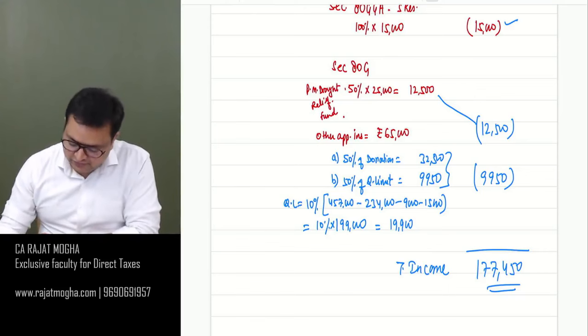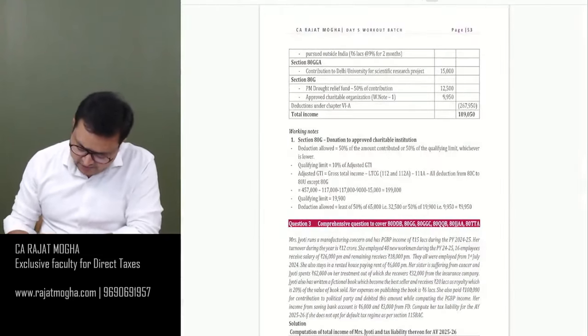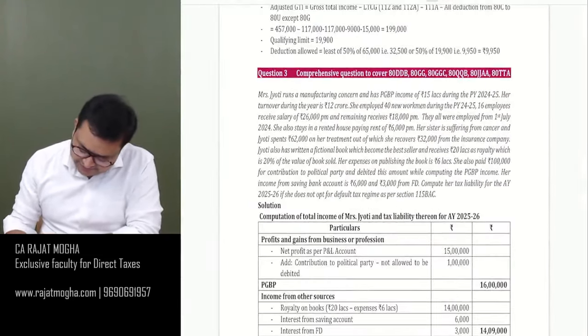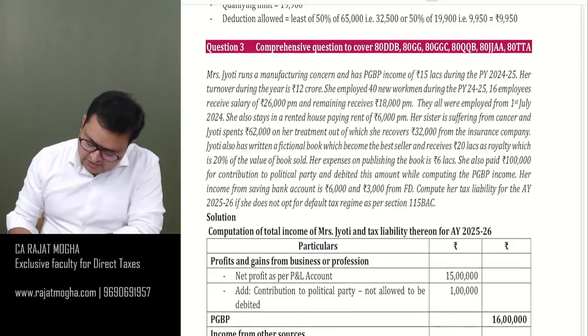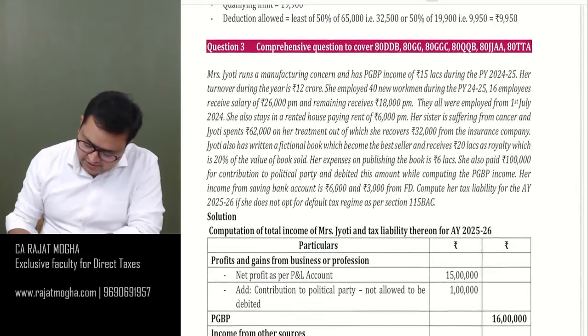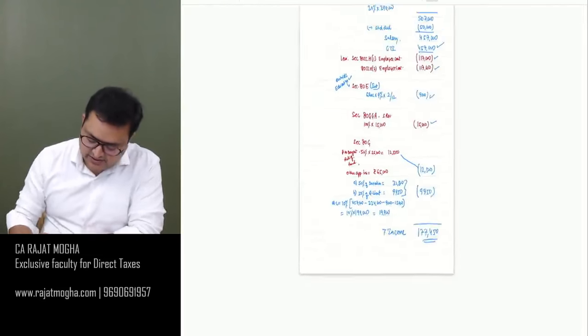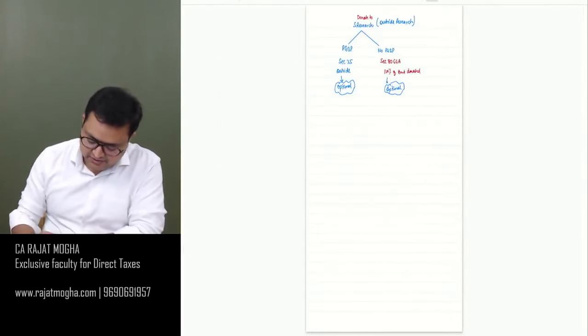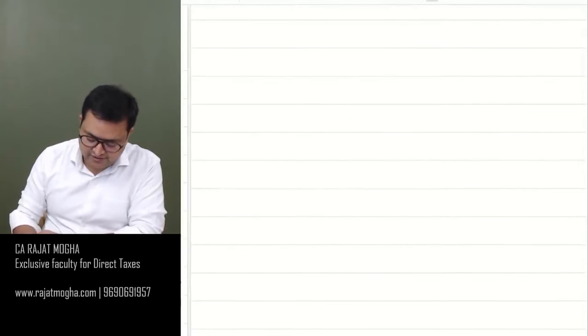So in these two sections we have done most of the deductions. Actually, two more deductions I would like to cover: 80QQB, 80JJAA, and 80TTA, 80TTB also. Let me discuss those deductions, then I'll give you the homework.